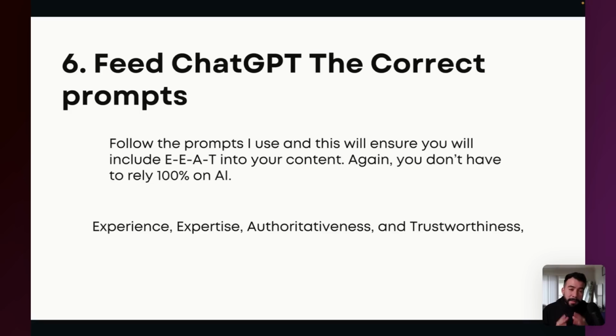What you're going to want to make sure before you start the process is you need to feed ChatGPT the correct prompts. You're going to follow the prompts that I use, and the document is going to be, again, in the description below. This will ensure that you include Google's EAT quality factors in your content. And again, you don't have to 100% rely on AI, but for the purpose of this video, that's the whole reason why we're here.